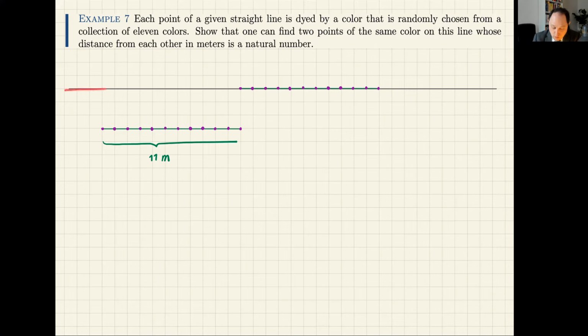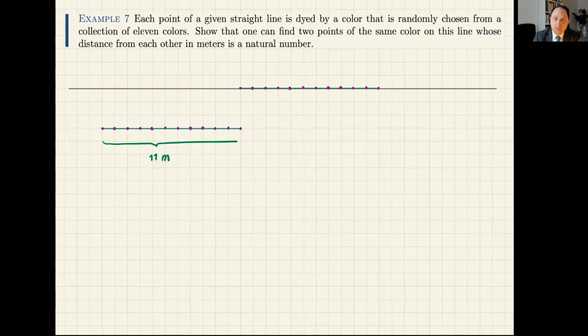So I have an infinitely long line, and I imagined in my head a meter stick of 11 meters, and I highlighted these points. So this is 1 meter, this is the second meter, the third meter, until the 11th meter. I take it in my head and put it somewhere on this line, wherever, it doesn't matter. Then how many points am I facing? I have 12 points. And these points now are on this line, and all the points on the line are colored in one of these 11 colors.